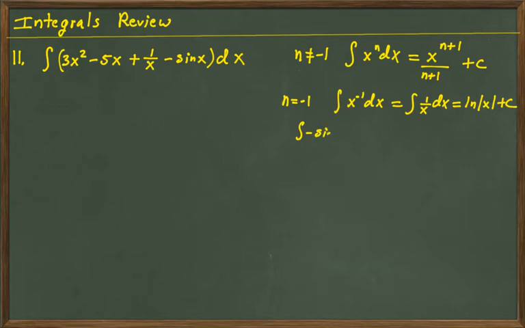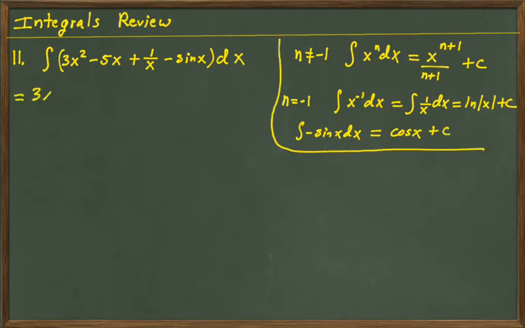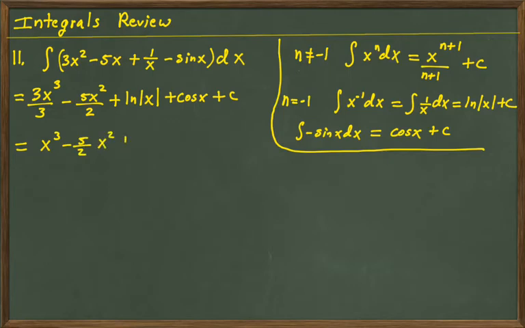And then the integral of negative sine of x dx is equal to the cosine of x plus c. Okay, so the first two terms in our integral, we're going to add 1 to the exponent and divide by that exponent. The integral of 1 over x is the natural log of the absolute value of x, and the integral of negative sine is positive cosine x plus constant of integration. We'll go ahead and reduce, and then that'll be it.